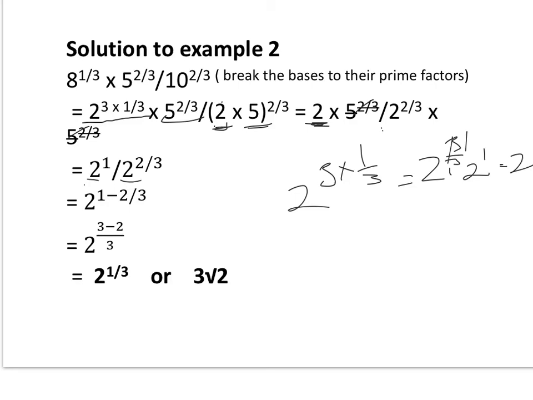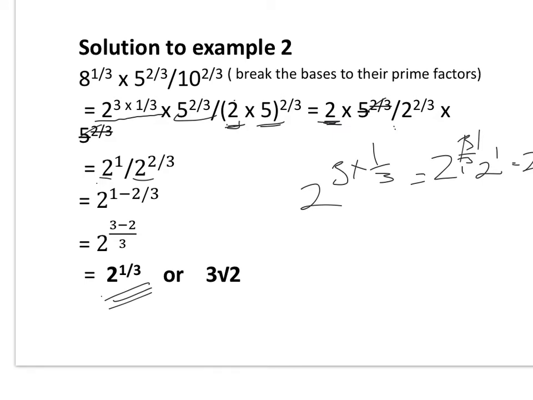Since they are in the same base, which is 2, you subtract the powers. So you have 1 minus 2 over 3, which is equal to 2 raised to power 3 minus 2 over 3. And you have your answer to be 2 raised to power 1 over 3, or cube root of 2. This is wrong, it is cube root of 2.